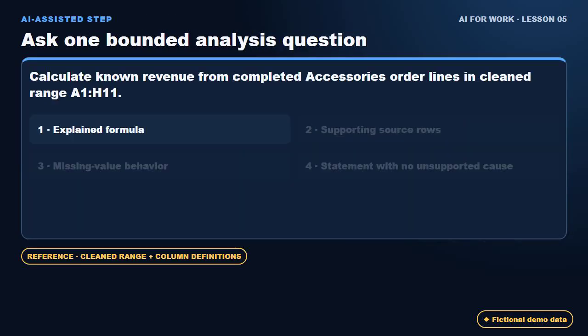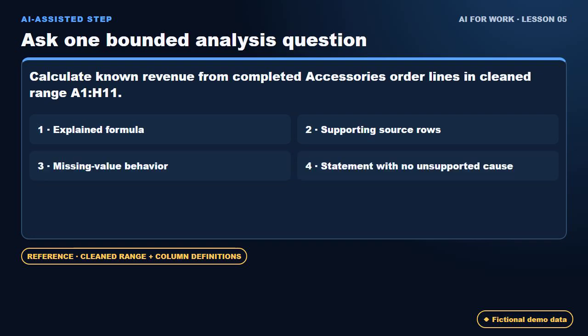Now ask one bounded question: calculate known revenue from completed accessories order lines. Supply the column definitions, the cleaned range, and the spreadsheet environment. Ask for an explained formula, the supporting source rows, missing value behavior, and a statement that does not claim a cause the table cannot test.